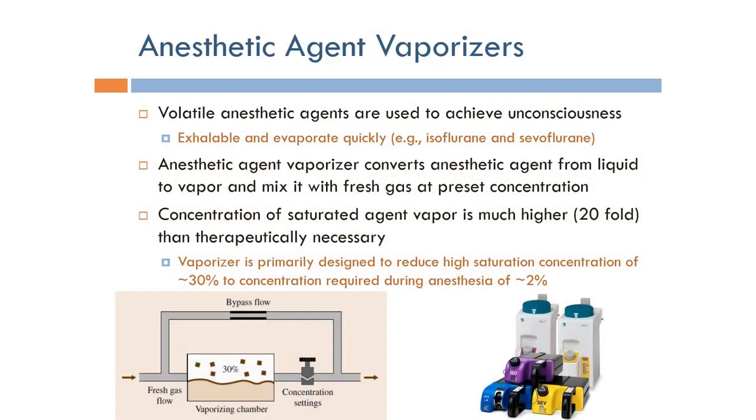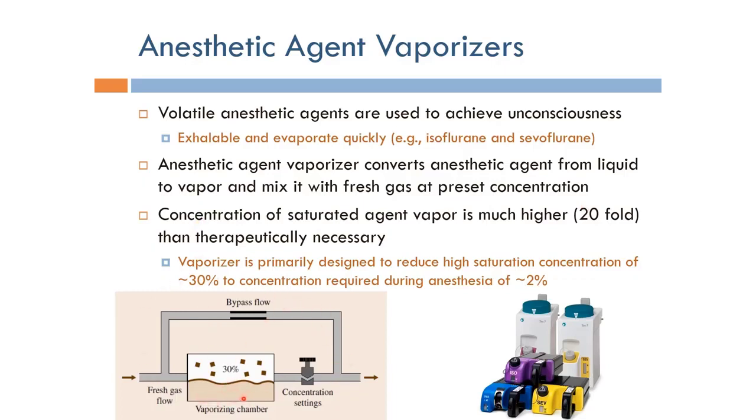The part responsible for adding the anesthetic agent is the vaporizer. Basically, volatile anesthetic agents are used to achieve unconsciousness. As we said before, we use inhalation anesthetics, and such agents are exhalable and evaporate quickly, such as isoflurane and sevoflurane. The anesthetic agent vaporizer converts anesthetic agent from liquid to vapor and mixes that with the fresh gas at preset concentrations. Usually this is done by an apparatus that looks like this.